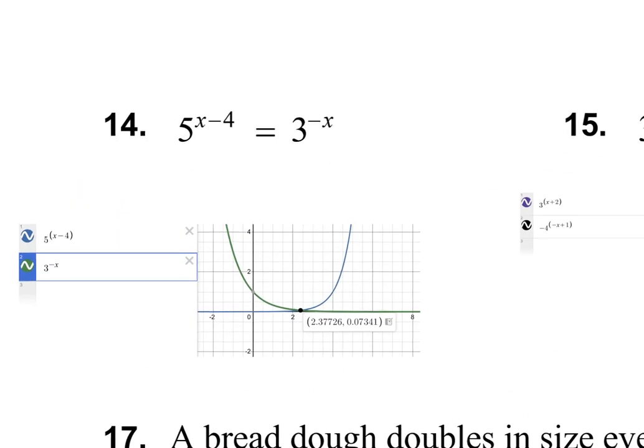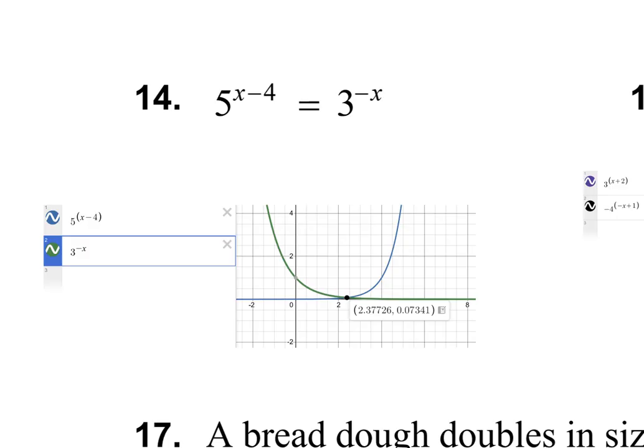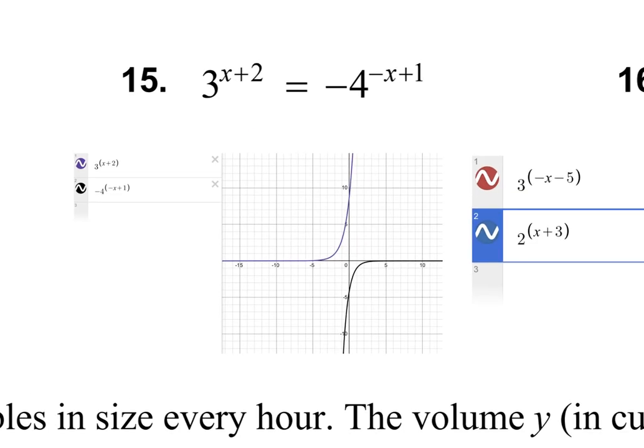And let's zoom in here to check it out. These cross two different curves when x is equal to 2.377. And if you slide over here, these never cross. This curve goes like this, this curve like this, and they never meet. So that's no solution.